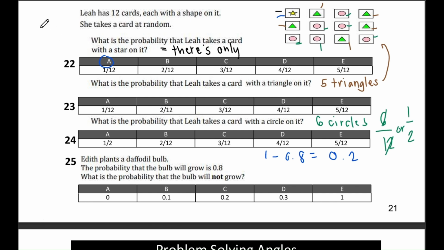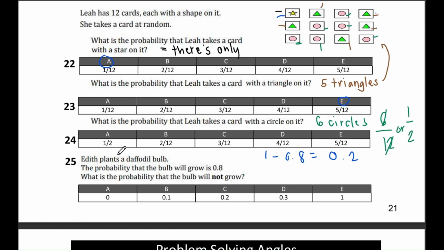Question number 23. What is the probability that Leah takes a card with a triangle on it? The options are A, 1/12, B, 2/12, C, 3/12, D, 4/12, and E, 5/12. The answer is option E, 5/12. This is because there are 5 triangle cards out of the total of 12.